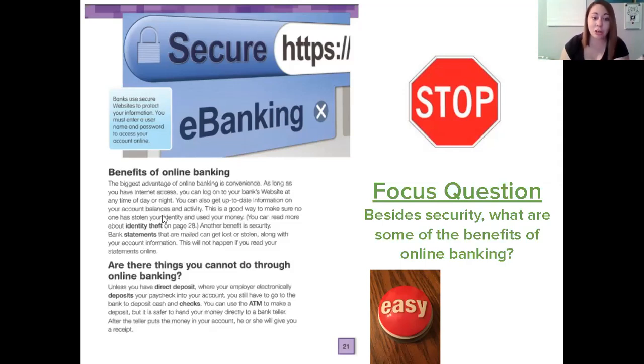Okay, I can make sure that no one's used my money. That's like when they steal your identity, they use your money without your permission. Okay, and I can read my bank statements online and they won't get lost in the mail. Okay, so those are all benefits.